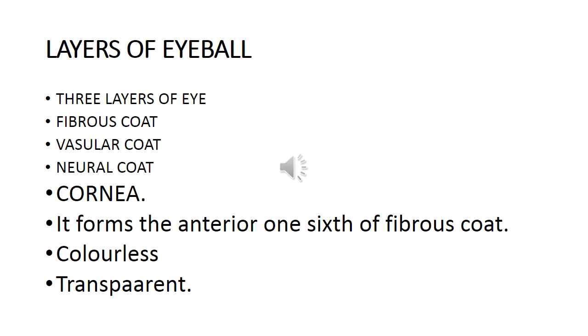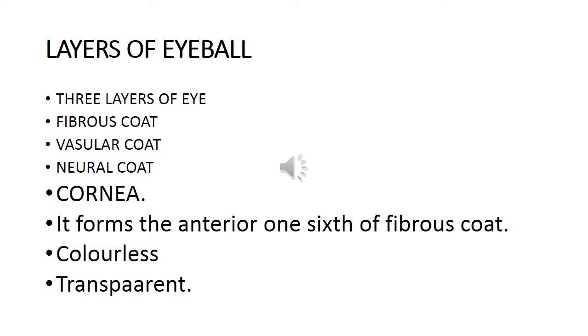As you all know, the layers of the eyeball are divided into three parts. The first layer is the fibrous coat, then comes the vascular coat, and in the end is the neural coat. So we will be discussing the cornea, which forms the anterior 1/6 of the fibrous coat.